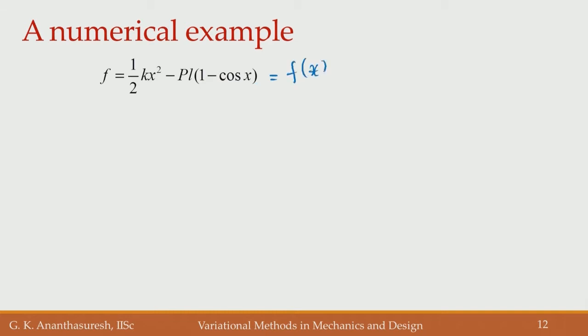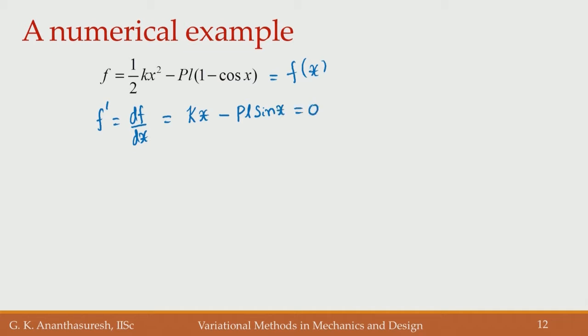This is our f of x here. We have taken an example. Now, if I do f prime, which in our notation is df by dx, what do we get here? Half kx square, half and this 2 in x square will cancel, so I will have kx. And then we have PL, which are constants, x is the variable here. So, we have minus, and when I take the derivative of cosine x, I get another minus. So, minus minus minus, eventually I have minus PL sine x. That should be equal to 0.